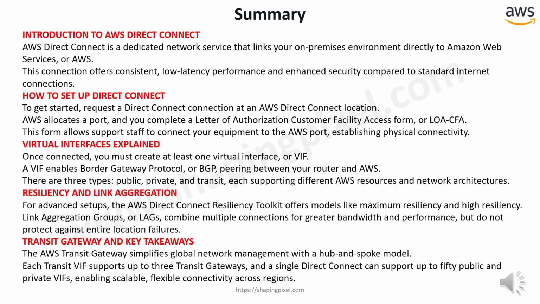Link aggregation groups, or LAGs, combine multiple connections for greater bandwidth and performance, but do not protect against entire location failures. The AWS Transit Gateway simplifies global network management with the hub-and-spoke model. Each transit VIF supports up to 3 transit gateways, and a single Direct Connect can support up to 50 public and private VIFs, enabling scalable, flexible connectivity across regions.